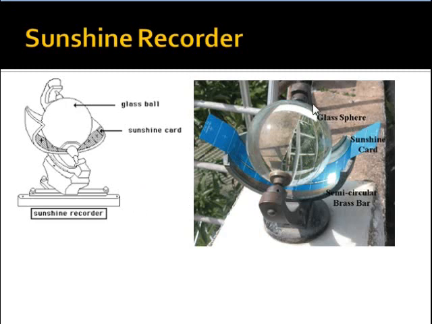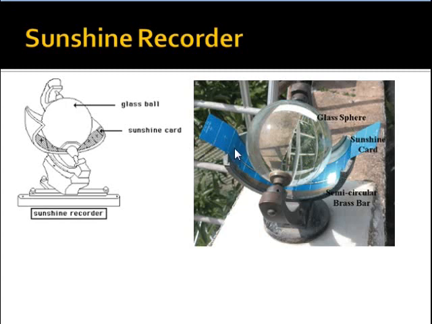There will be a glass sphere. This is a glass sphere, and the sunshine card is placed here. The blue colored thing is the sunshine card, and there is a brass base to support this whole setup. What happens when bright sunlight falls on this sphere? The sphere will concentrate the light at one point, and that light falls on the sunshine card.